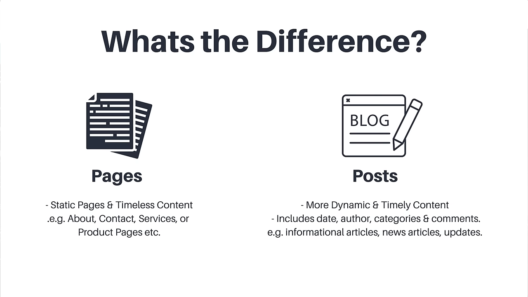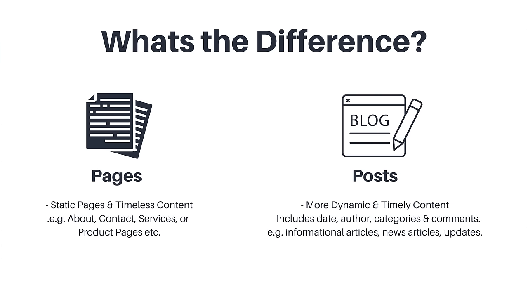Perhaps you might update your service, include certain different things, and you might update it once a year. Okay. But then you have blog posts. Your post is going to be more dynamic and more timely content. It generally includes a date, an author, and you can also categorize it in different categories. And generally there's a comment section where people can leave a comment.